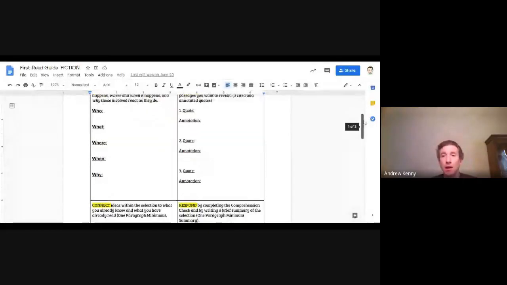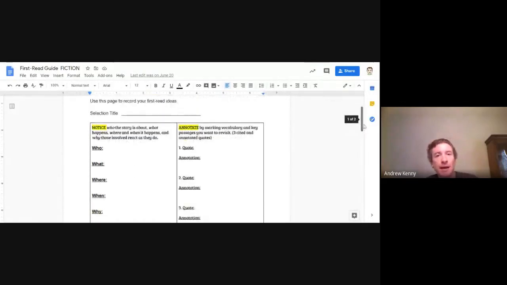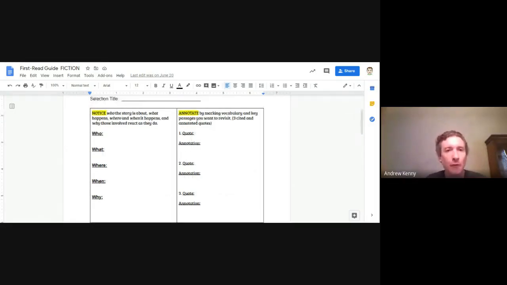The first thing I want to point out to you regarding first read guides is the fact that everything that you have to do is described in the top of each box. So take a look at Notice. It says notice who the story is about, what happens, where and when it happens, and why those involved react as they do. So what they're asking you to do in this first box, the top left Notice box, is to give a sentence or two about who.